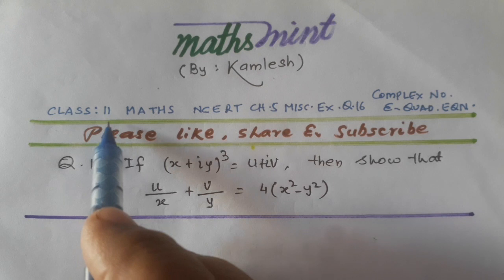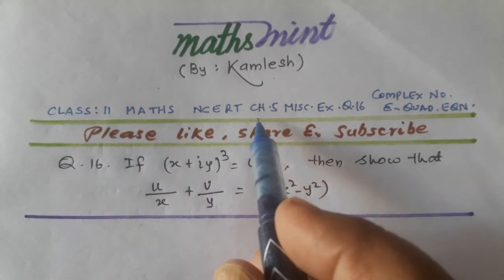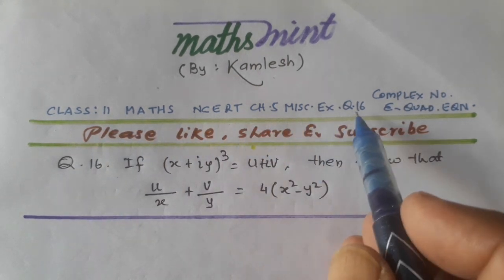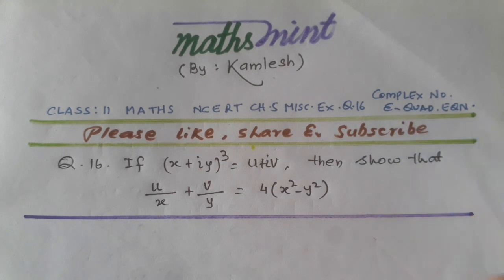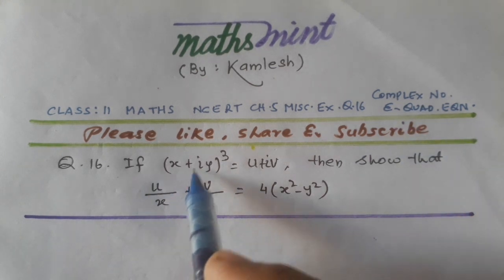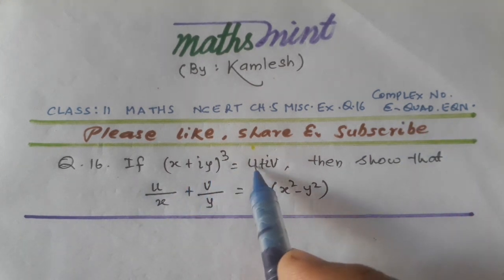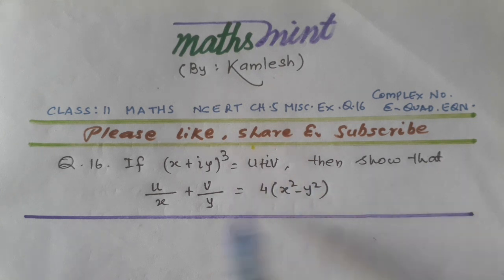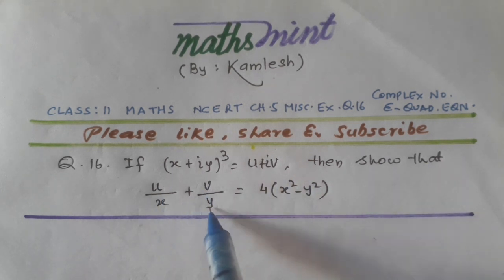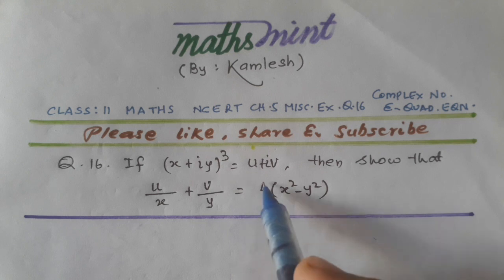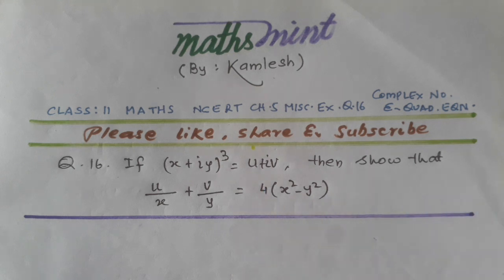It is a question for class 11 Maths NCERT chapter 5 miscellaneous exercise question 16, complex numbers and quadratic equations. If (x + iy)^3 = u + iv, then show that u/x + v/y = 4(x^2 - y^2).